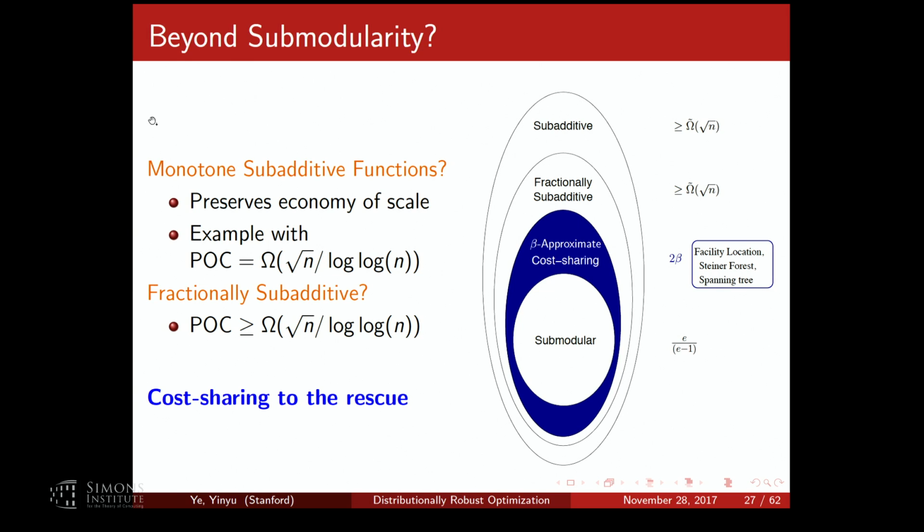So can we expand this a little bit? This comes from the so-called beta approximate cost sharing functions. This is a function defined by economists, in terms of fairness in the bargaining game. They call it beta approximation cost sharing. I'm going to give a different definition a little bit later on. The beta characterizes how large the cost is. If beta equals 1, this is a very good cost sharing function. Then for any of these types of functions, you can prove POC is at most 2 times beta.